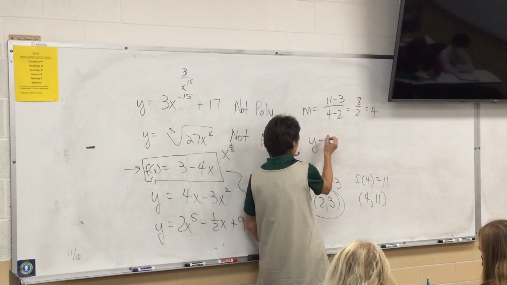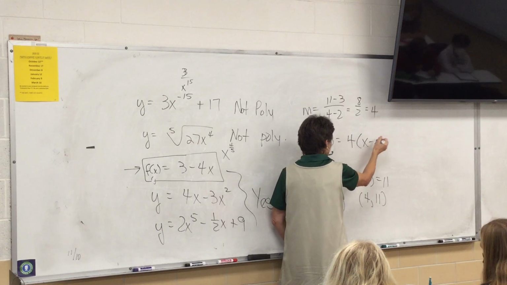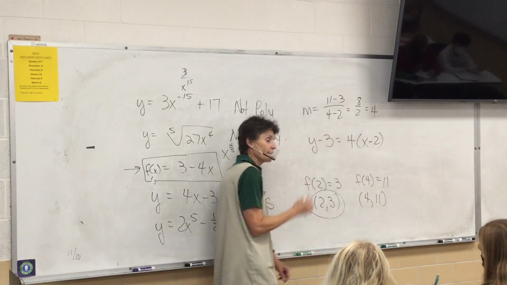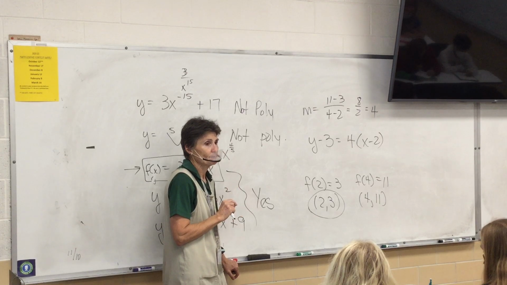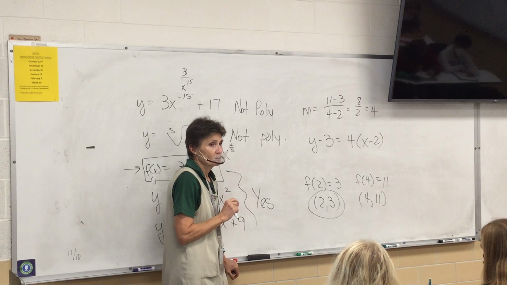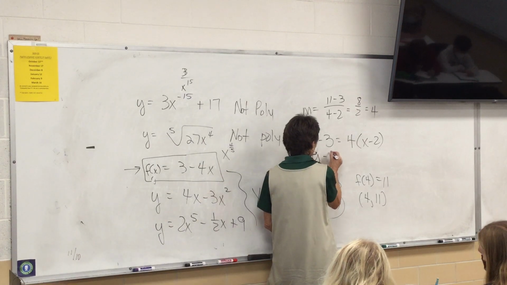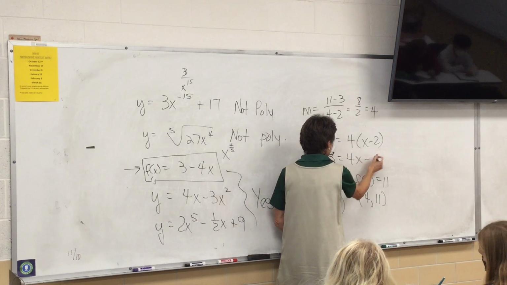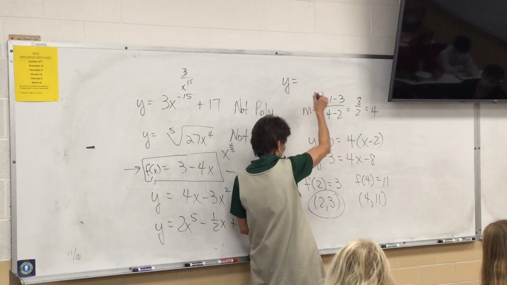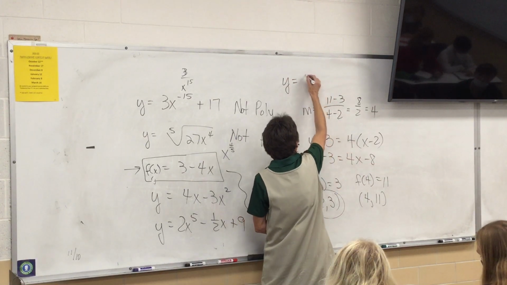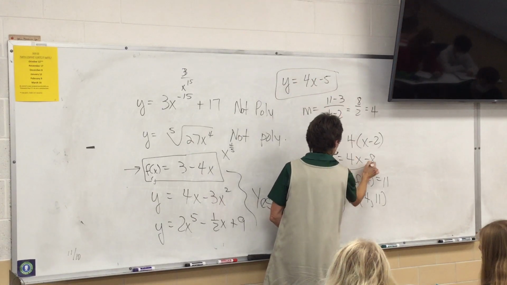And y minus the y coordinate equals m times x minus the x coordinate. Guys, we did that in chapter P. Don't look at me like I'm crazy. Okay? So, y minus 3 equals 4 times x minus 2, so y minus 3 equals 4x minus 8. So how about y equals 4x minus 5? Does that sound about right? I add the 3 over here.